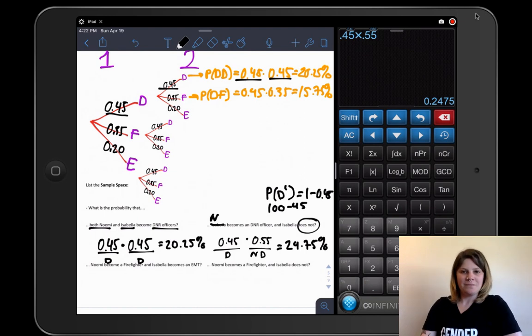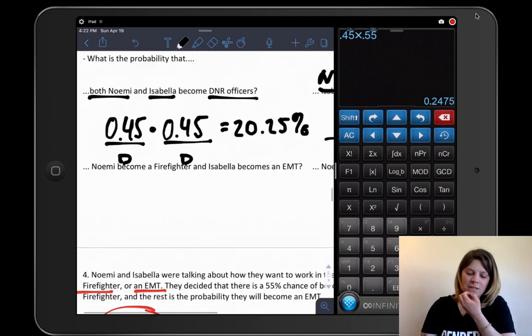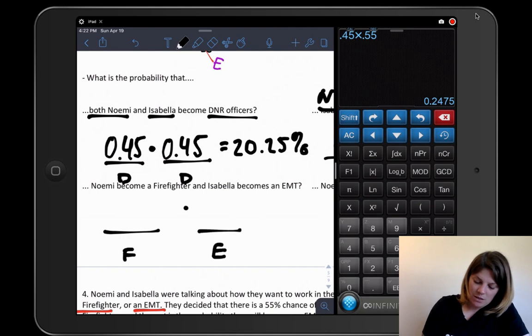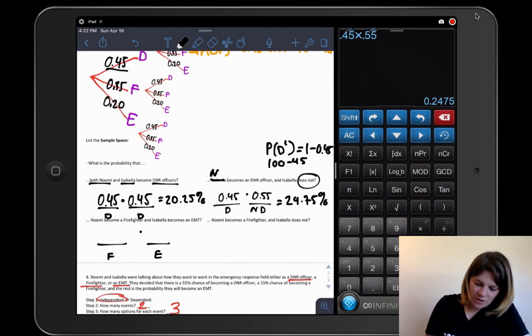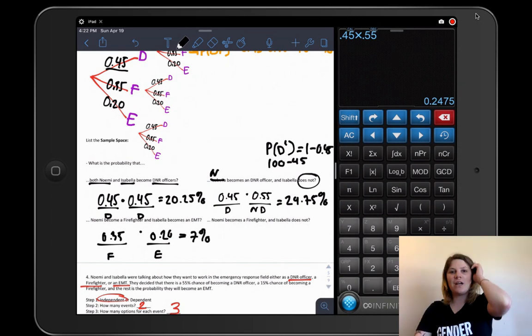Cool. Let's keep going. What is the probability that Naomi becomes a firefighter, but Isabella becomes an EMT? So this is firefighter multiplied by EMT. Fairly simple one. Firefighter was 0.35 and EMT was 0.20. So 0.35 times 0.2 is 7%. Kind of a nice round answer.